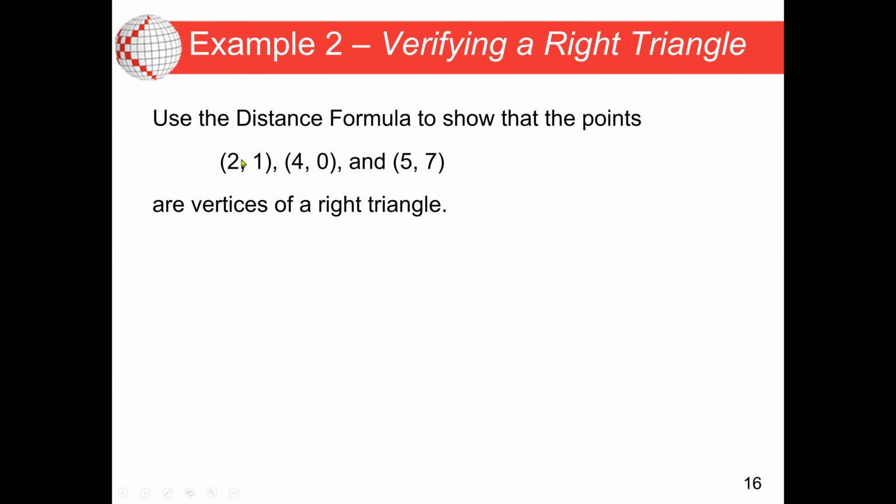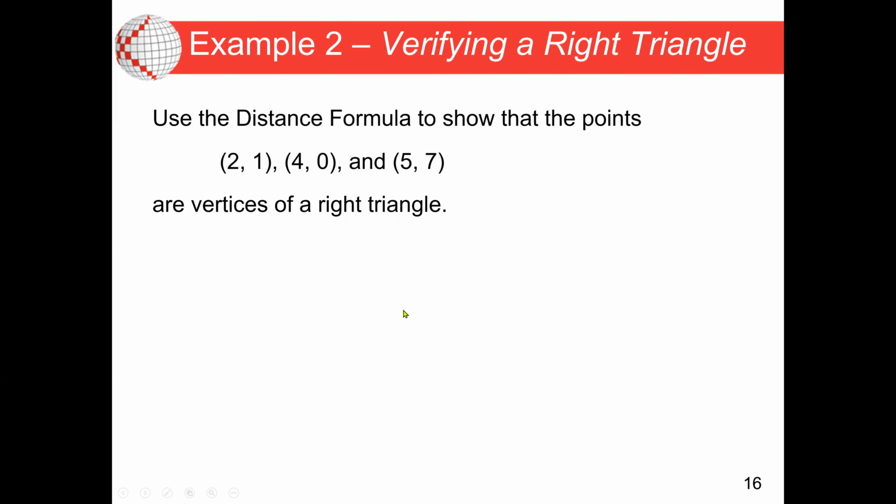So here we want to know if these 3 points can make up a right triangle. The only way we can know this is to plot the points on our Cartesian plane. Then we join all the points together and see if any of the sides is a 90 degree angle.